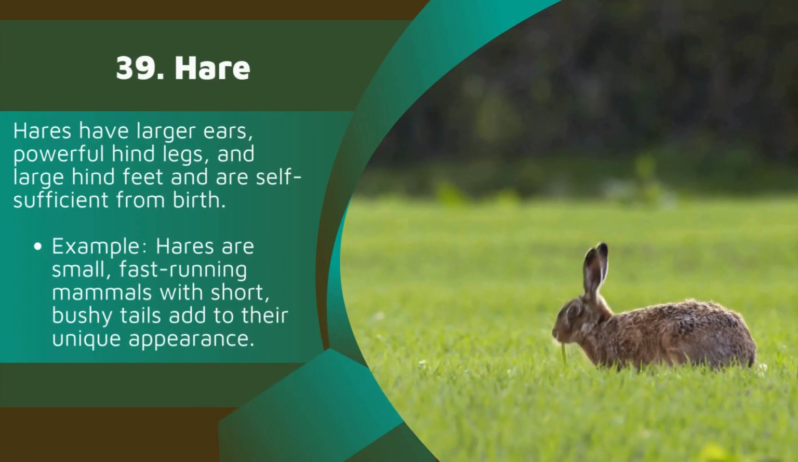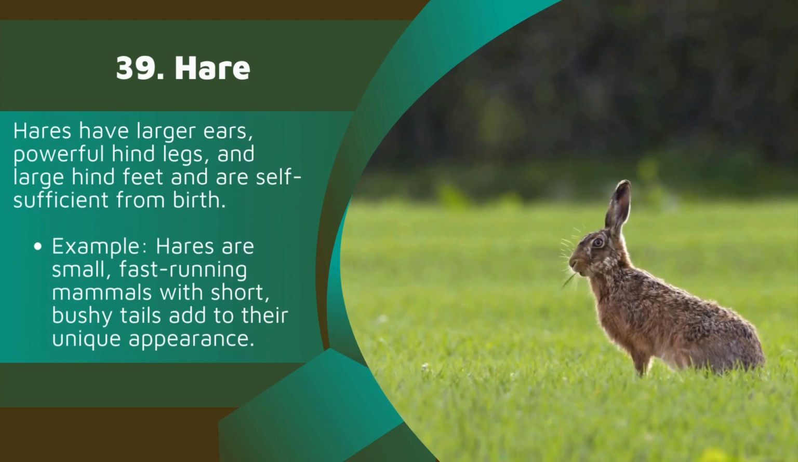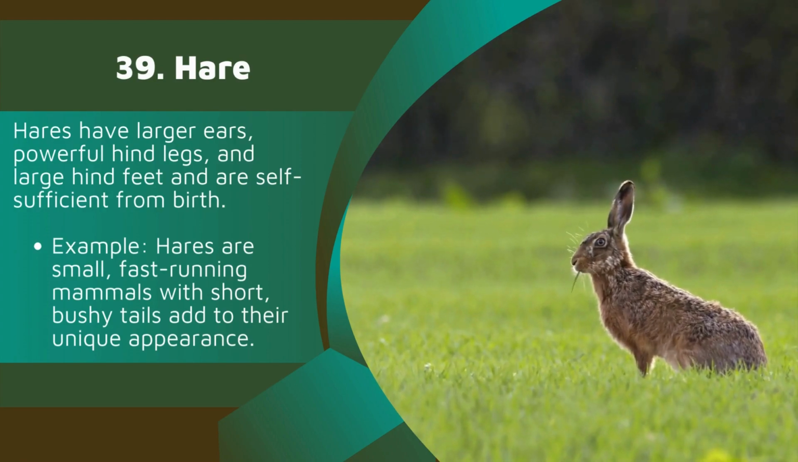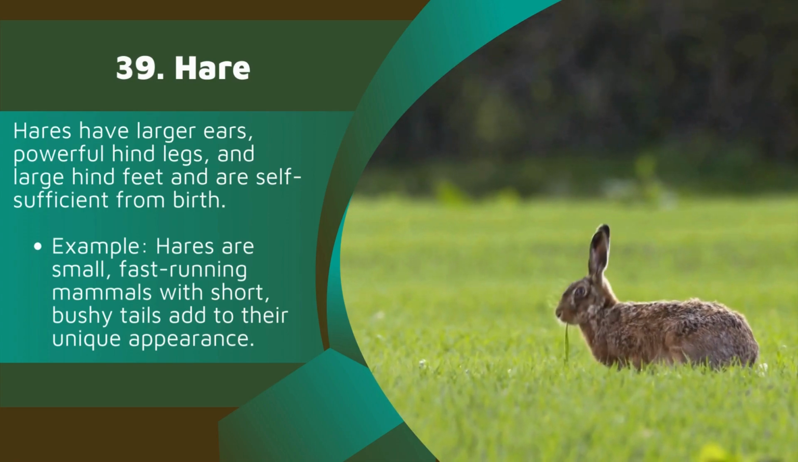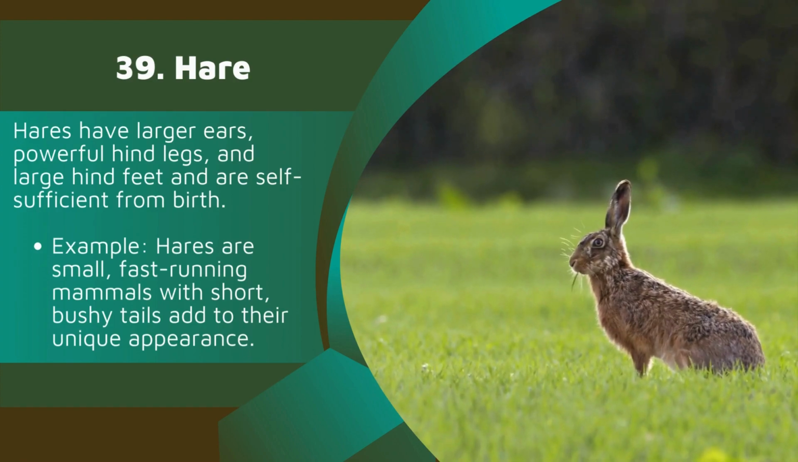39. Hare. Hares have larger ears, powerful hind legs, and large hind feet and are self-sufficient from birth. Example, hares are small, fast-running mammals with short, bushy tails that add to their unique appearance.